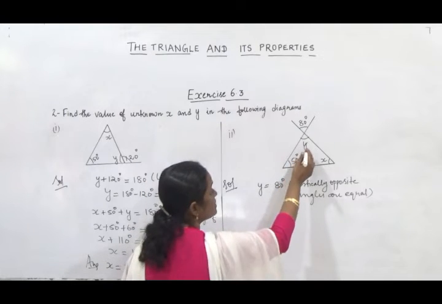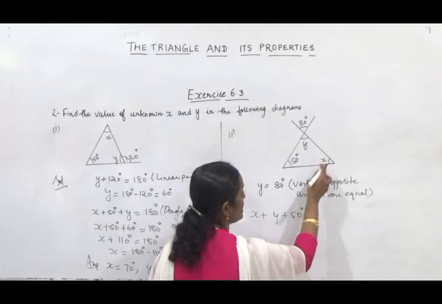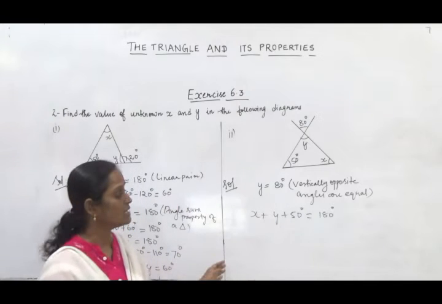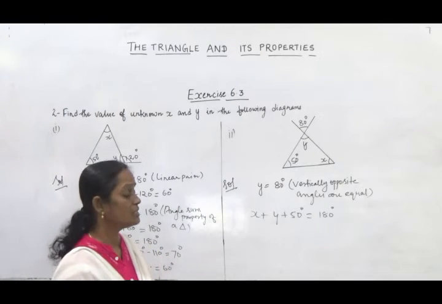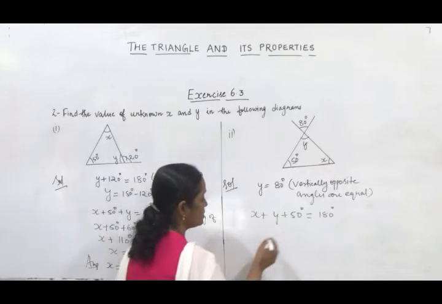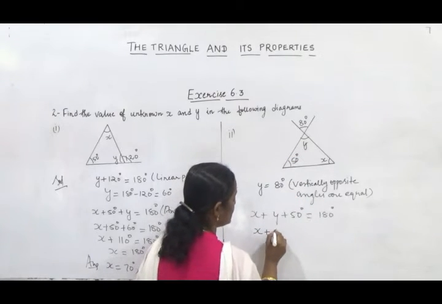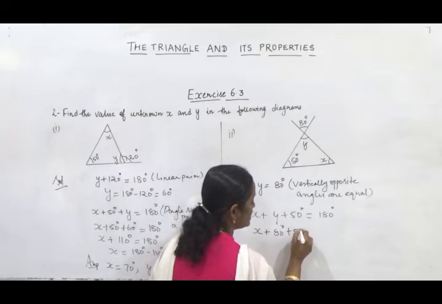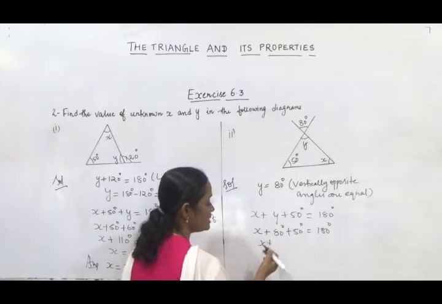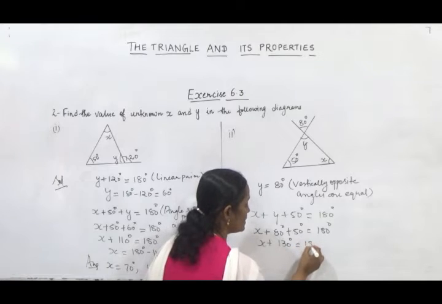Now in this triangle, angle x plus y plus 50 degrees. The measures of these three angles will sum up to 180 degrees. The sum of the measures of the three angles of a triangle is 180 degrees. So here x plus y plus 50 degrees is equal to 180 degrees. What is the measure of x? We don't know. The measure of y we have found here, it is 80 degrees. So x plus 80 plus 50 degrees is equal to 180 degrees. Now x plus 80 plus 50, it is 130 degrees, is equal to 180 degrees.